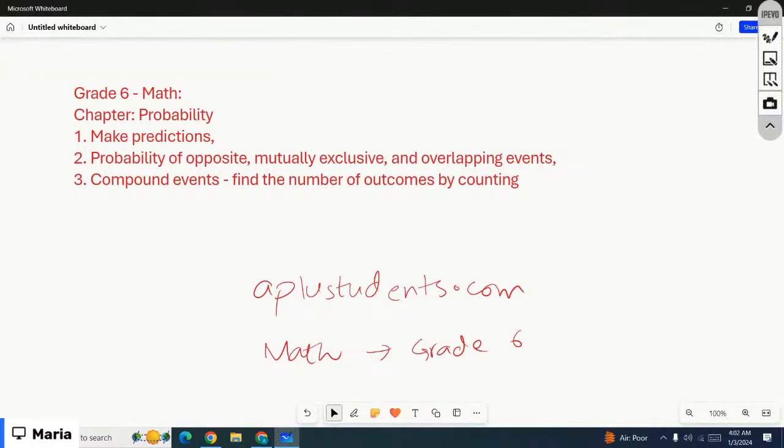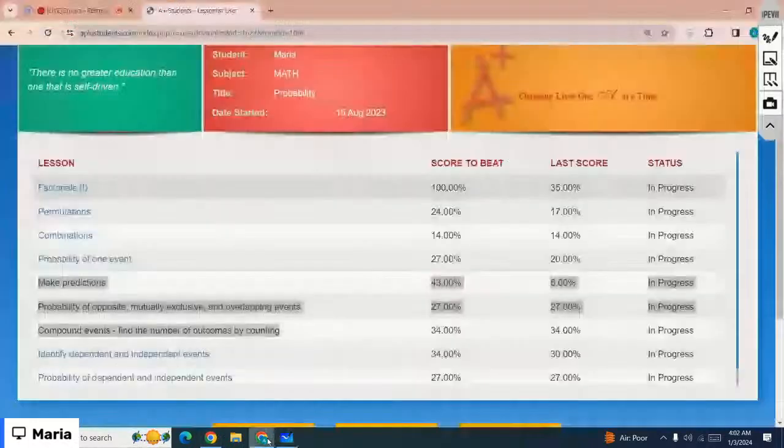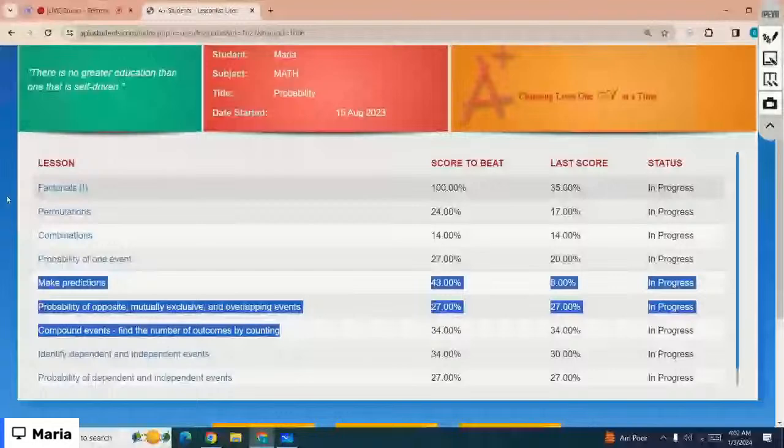We're going to start with the chapter probability, and the lessons we're going to cover from the chapter are make predictions, probability of opposite, mutually exclusive and overlapping events, and compound events, find the number of outcomes by counting, right? So let's just start with the lesson. Please make sure you have your notebook and pencil so that you can note down the important examples and definitions as well. Let's just start.